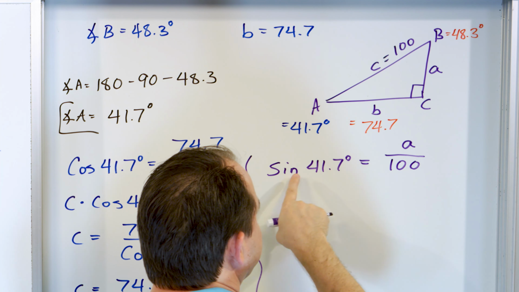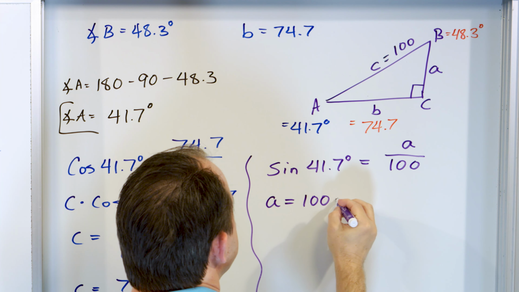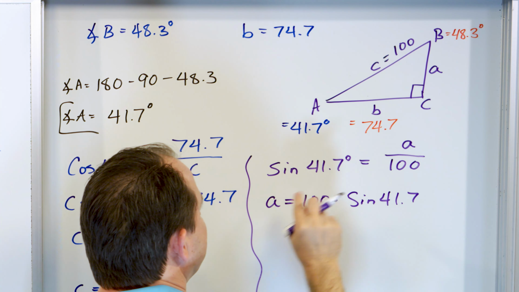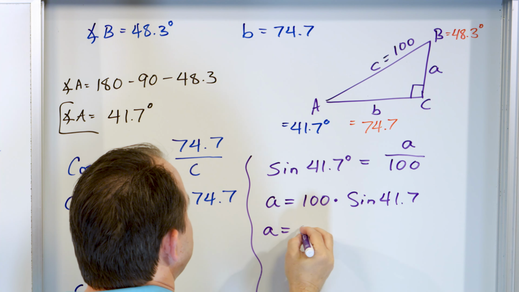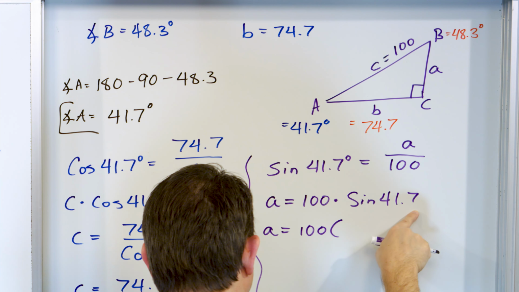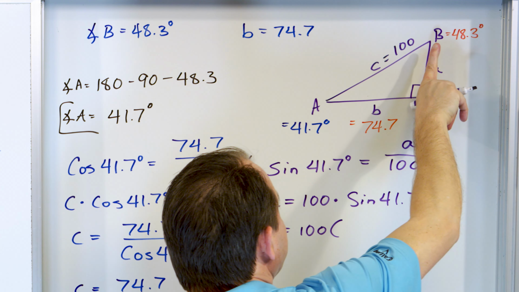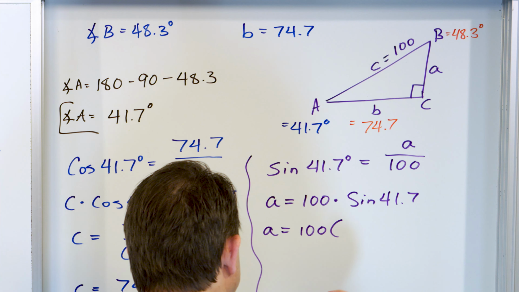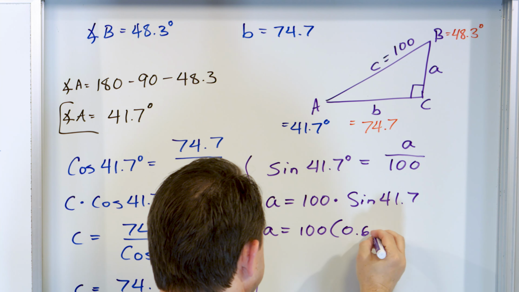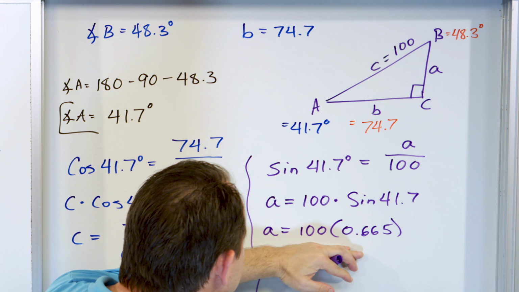Well, what I can do is multiply, first of all, by 100, and basically turn it around and say that A is 100 multiplied by the sine of 41.7. Just multiply both sides of the equation by 100. So you have 100 multiplied by the sine of 41.7. That's the vertical side, the projection of this hypotenuse onto the vertical side there. And you're going to get 0.665.